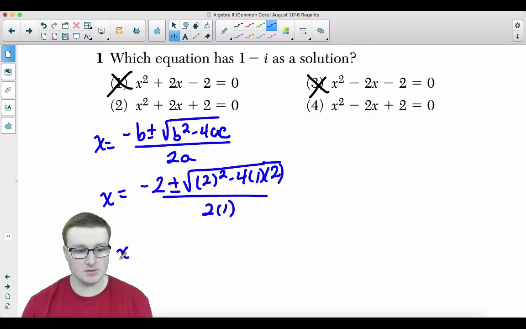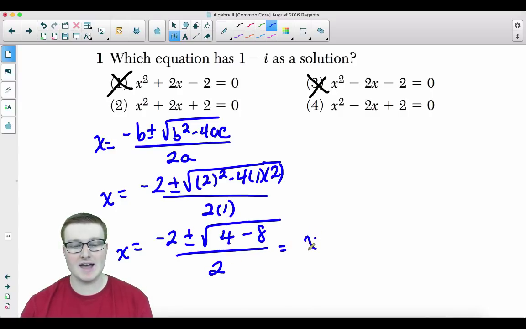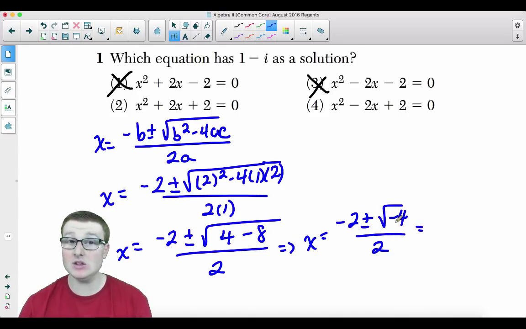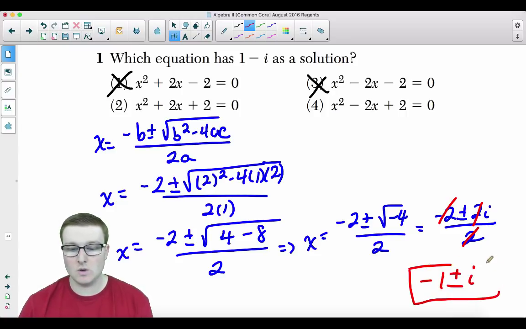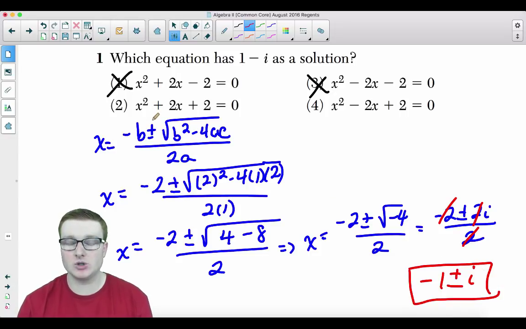Continuing on, we get x is equal to negative 2 plus or minus the square root of 4 minus 8, all over 2. That gives you negative 2 plus or minus the square root of negative 4, all over 2. The square root of negative 4 is 2i. So we get negative 2 plus or minus 2i all over 2, and all of these 2's can reduce to the number 1. So your answer is negative 1 plus or minus i. That's your answer to choice 2.